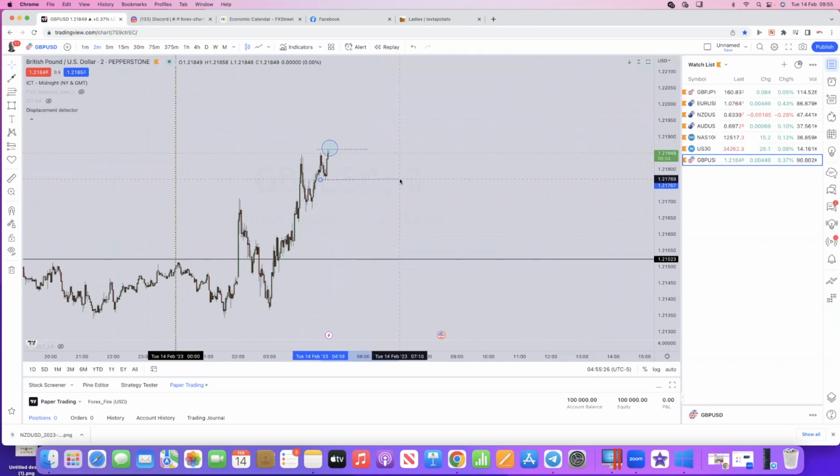This would be, for me, the last throw of the dice for price. As it's come up, it's come down, it's come up. I want to see that as the displacement from the higher high, leaving a fair value gap behind to touch into to continue down. That's what I'll be looking at with that. We'll see if it comes.